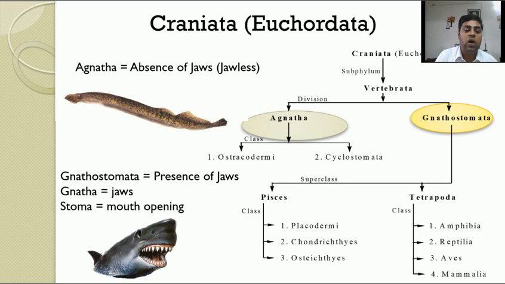Gnatha means jaws and stoma means mouth opening. This is the group characterized by the presence of true jaws, upper jaw and lower jaw, which are present near the mouth opening. So this is the important character for Gnathostomata. Now further, this Gnathostomata has two superclasses, superclass Pisces and superclass Tetrapoda.